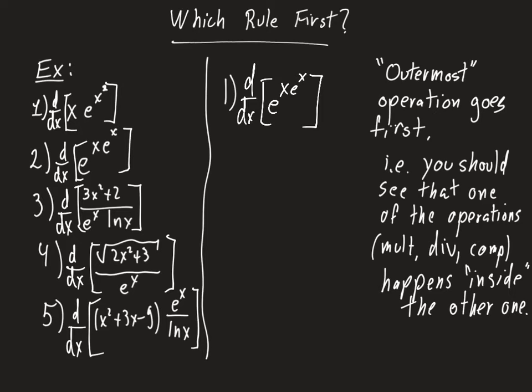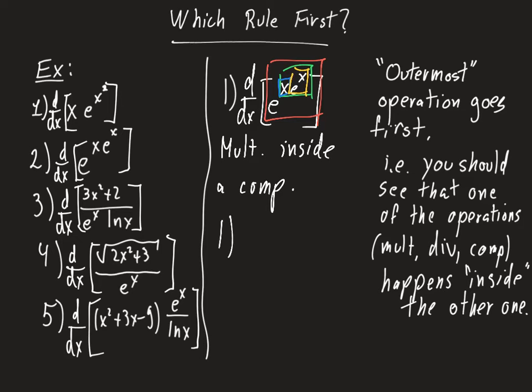Okay. So in this case, we can see that we have a classic function composition type thing going on here. But it just so happens that within our function composition, we have this multiplication. So we have a multiplication inside a function composition. So that means that the outermost operation is the composition, meaning you need to use the chain rule. And inside of the chain rule is going to be a product rule.